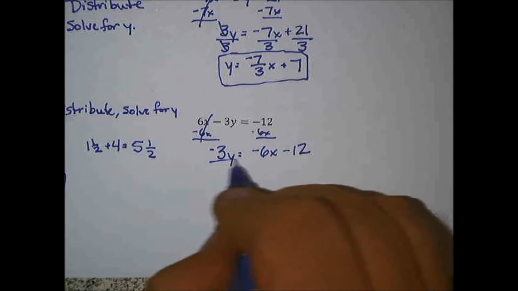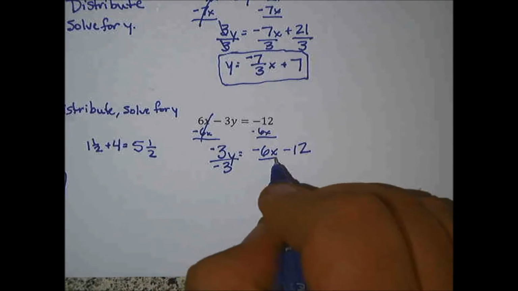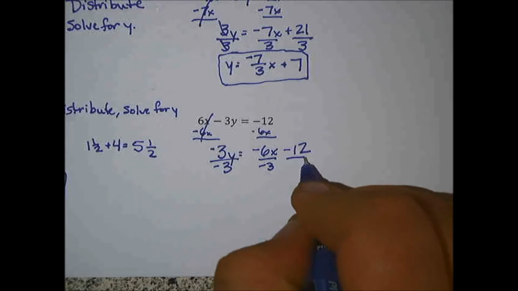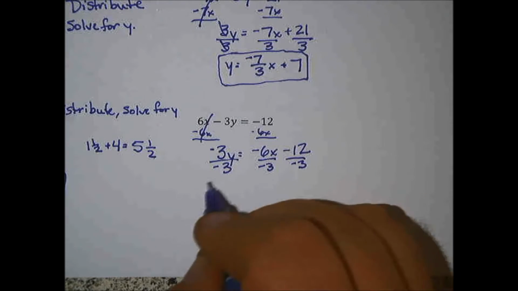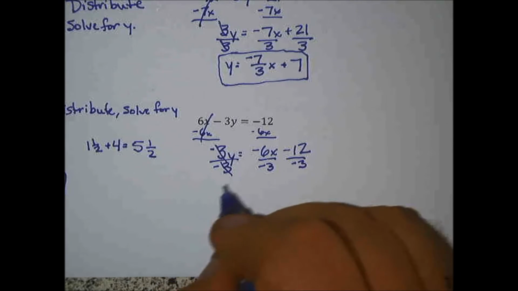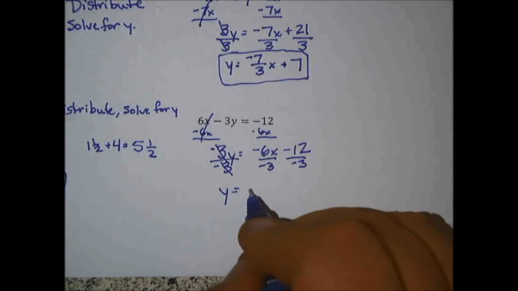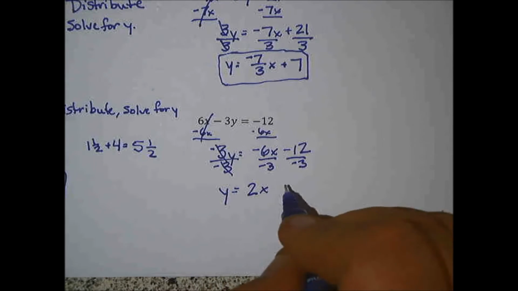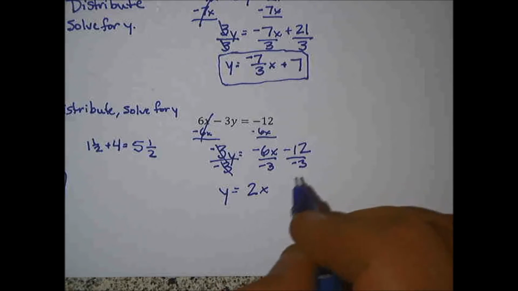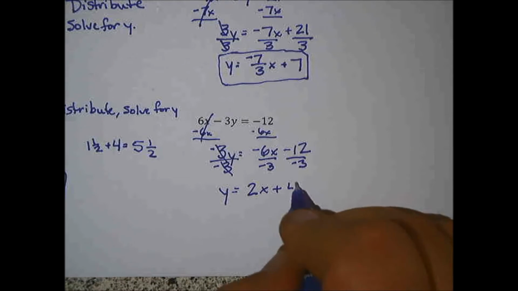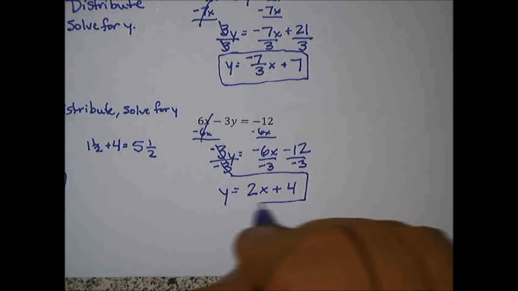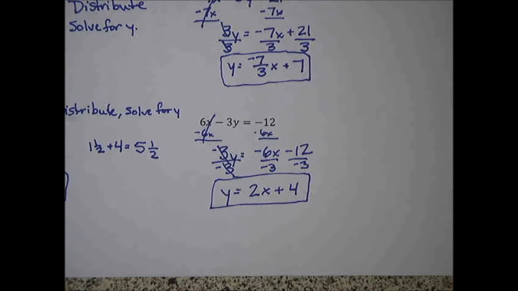All right. Divide by negative 3. And remember, I'm going to do that to both terms. And those are going to cancel. Y will be equal to negative 6 over negative 3 is 2x. Negative 12 over negative 3 is plus 4. All right, and that's about the only way to write that one.